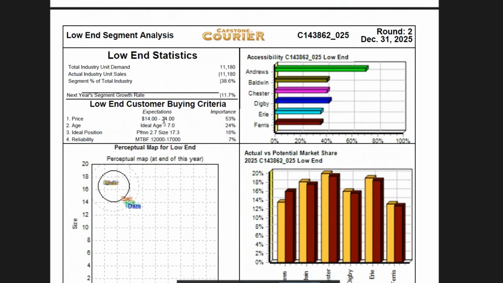That is for the traditional segment. And now let's go to the low end segment. And you see that the price is the first importance that they give, that they want their price to be very, very competitive, which means they want their product, because it's low end, at a cheaper price.